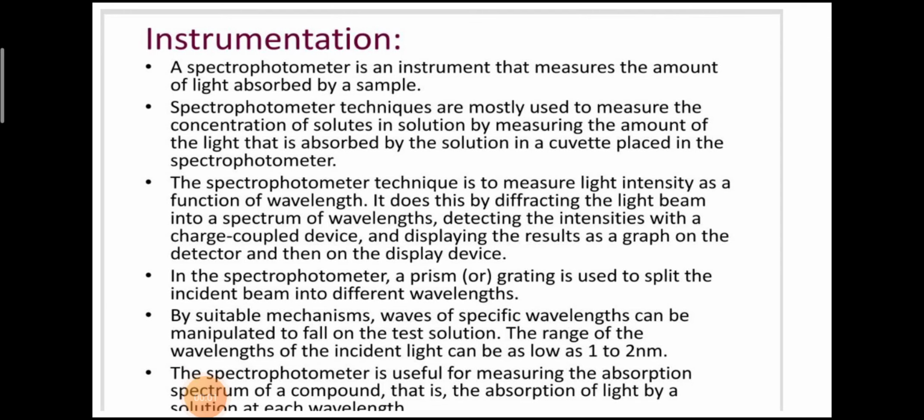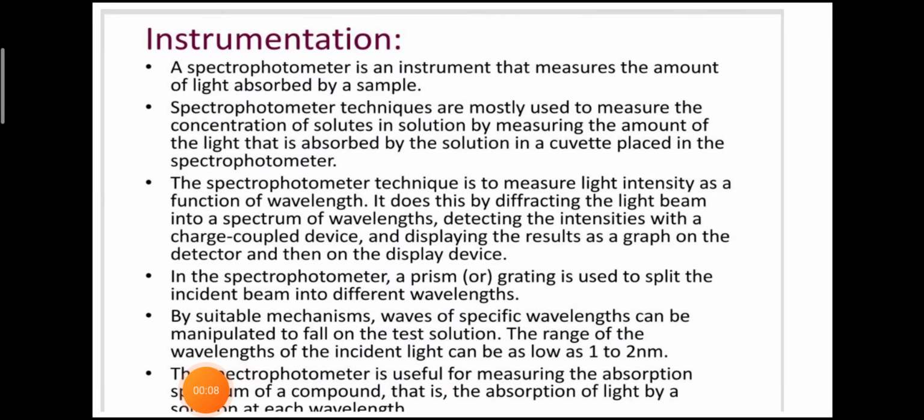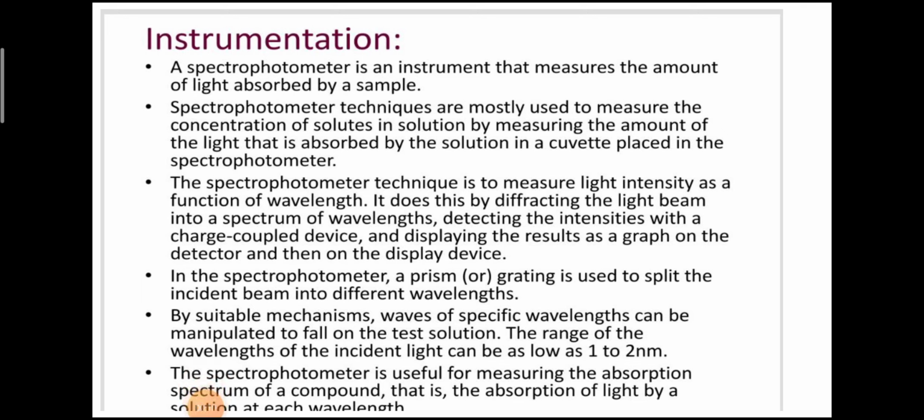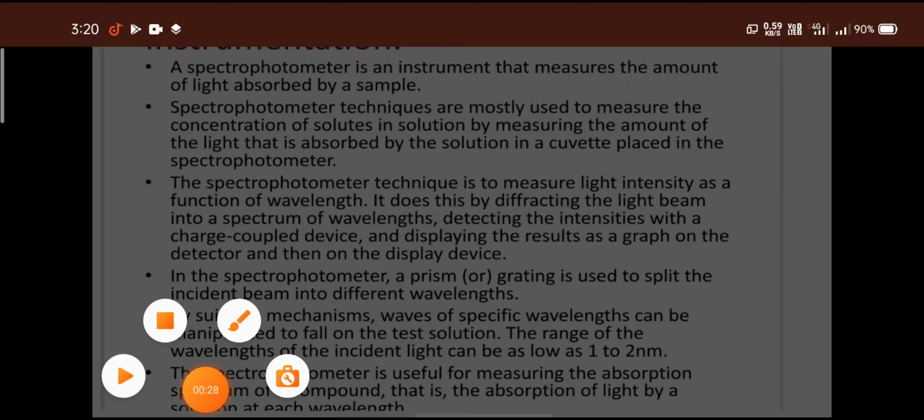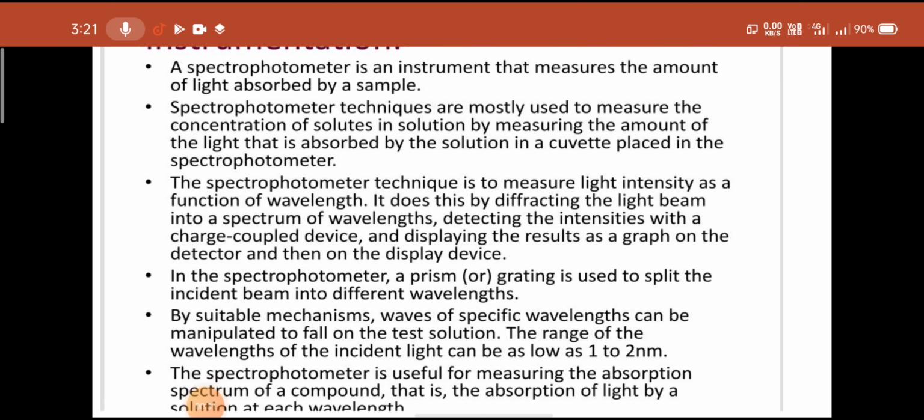So today our topic is instrumentation. A spectrophotometer is an instrument to measure the amount of light absorbed by a sample. Spectrophotometer techniques are mostly used to measure the concentration of solutes by measuring the amount of the light that is absorbed by the solution in a cuvette placed in the spectrophotometer.